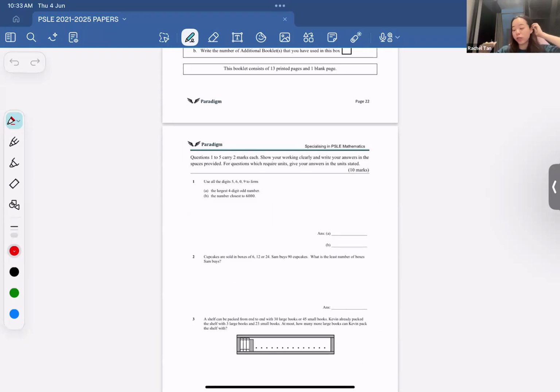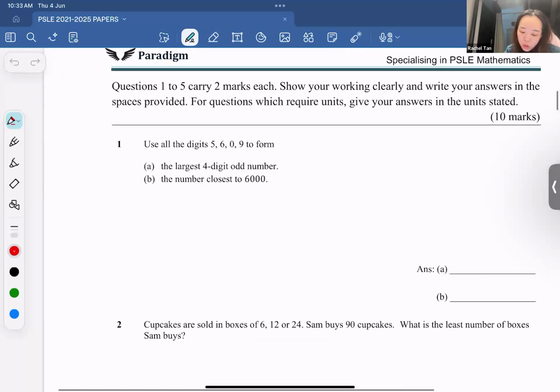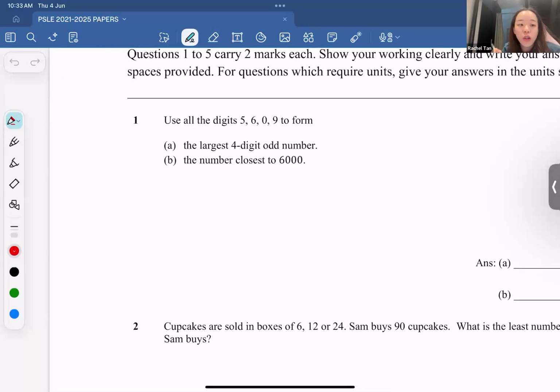The goal is to get the first 5 questions correct. Okay, now let's go through the first question. Use all the digits 5609 to form the largest 4-digit odd number.